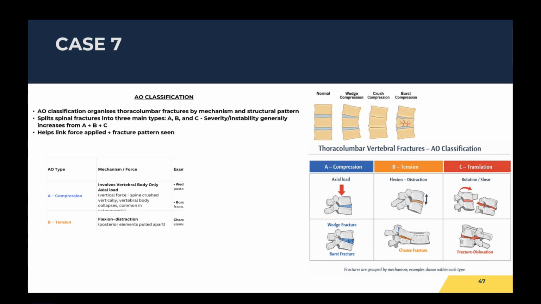And then you have type C, which is translation. So this is where the spine is rotated and sheared, and it tends to involve the posterior elements of the spine, and it tends to be the most severe type of fracture. An example of translation fracture is a fracture dislocation.